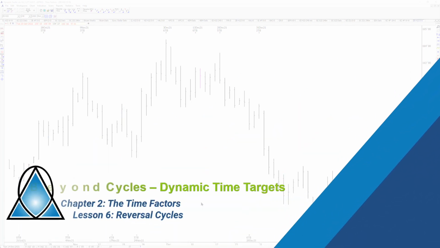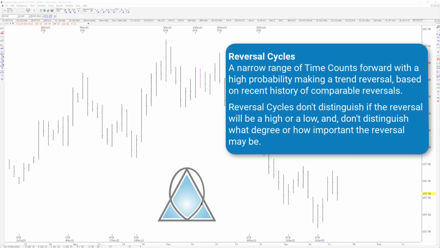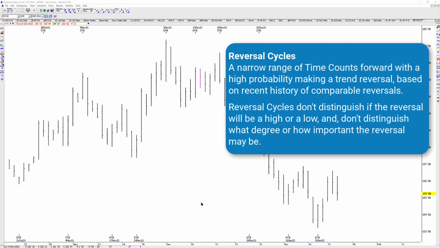In this lesson, you're going to learn about reversal cycles. Reversal cycles are, let's call them, directionless cycles, in that they're time counts which count forward in time for a probable reversal in the market, but it doesn't distinguish on whether that reversal might be a high or a low. So let's take a look at an example.